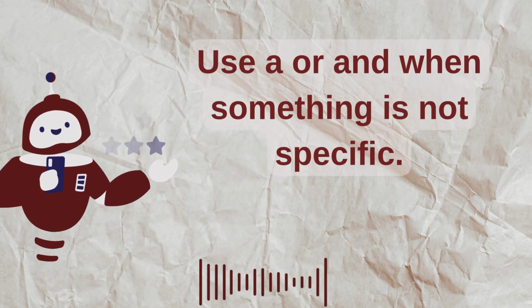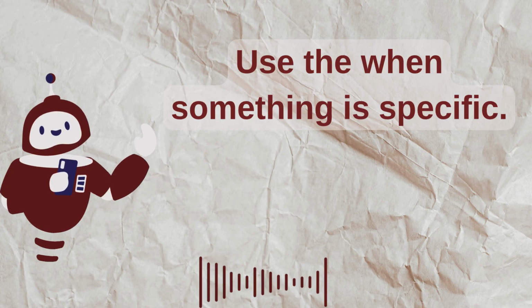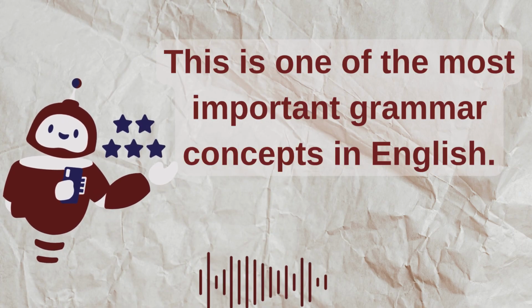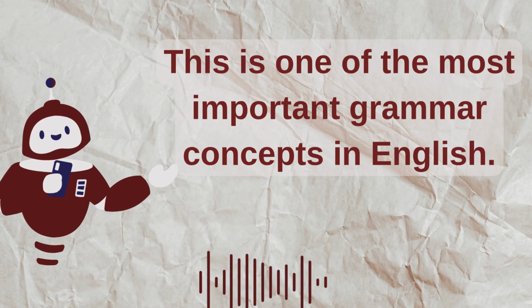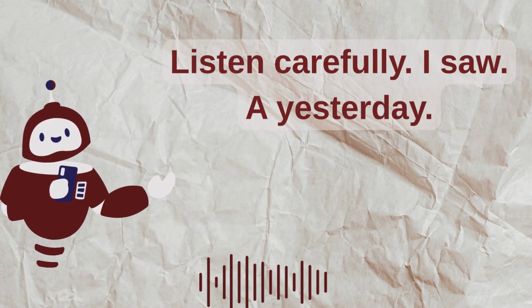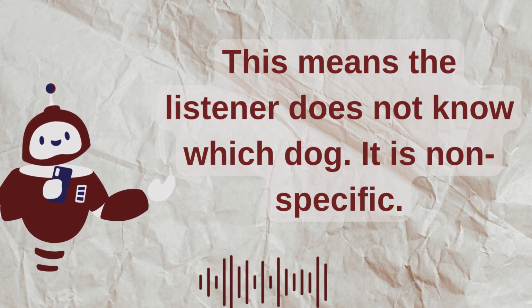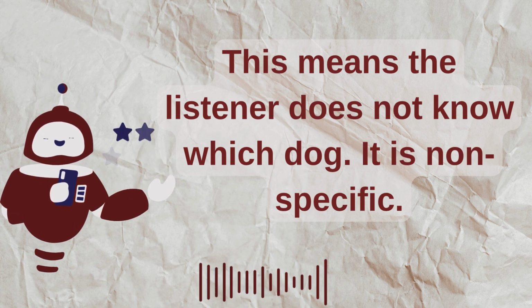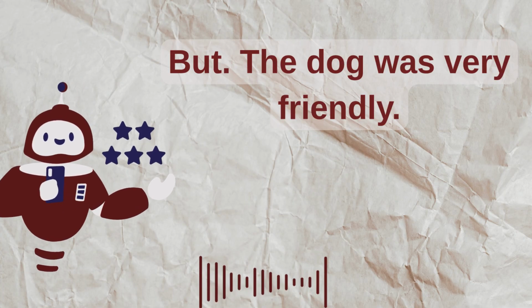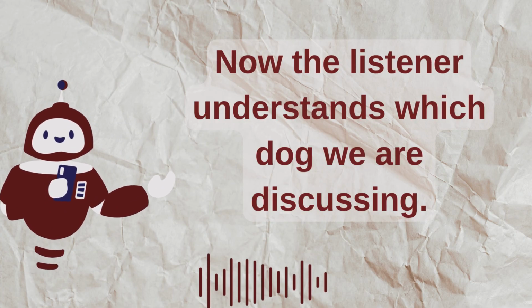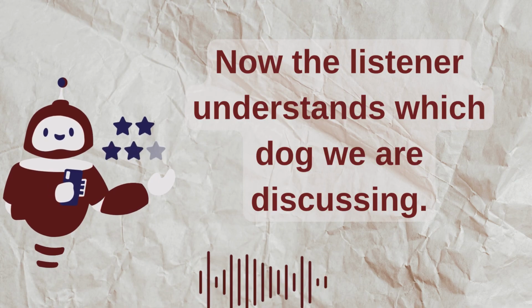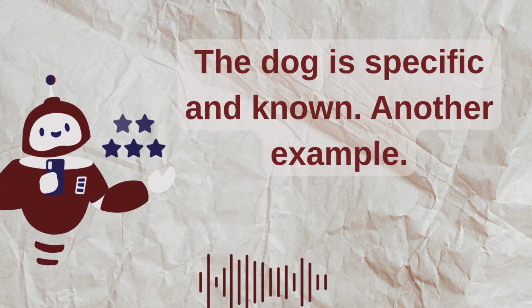Use a or an when something is not specific. Use the when something is specific. This is one of the most important grammar concepts in English. Listen carefully. I saw a dog yesterday. This means the listener does not know which dog. It is non-specific. But the dog was very friendly. Now the listener understands which dog we are discussing. The dog is specific and known.